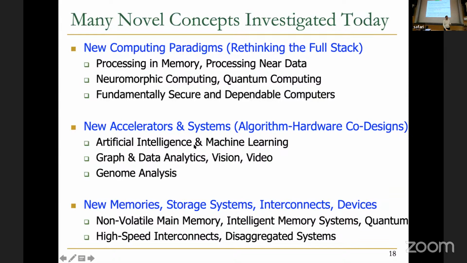So we talked about things for artificial intelligence and machine learning, graph and data analytics, vision, video. Actually, video acceleration already exists, as we discussed, and vision acceleration already exists also, GPUs, and graphics acceleration also already exist. Genome analysis is coming in the future, and it's already happening in some places, like sequencing companies that design sequencing devices because they know the problem and they can integrate these accelerators in their sequencing devices. And then we talked briefly about new memory, storage systems, interconnects, and devices. So there's a lot happening in this as well, but we'll see some of these later on in this course.